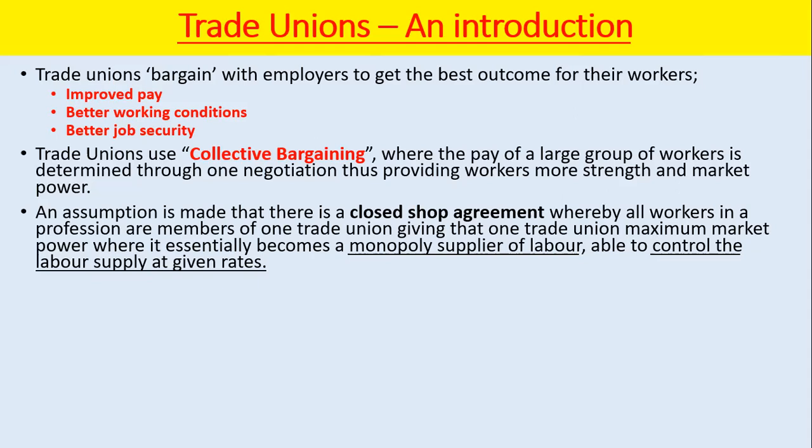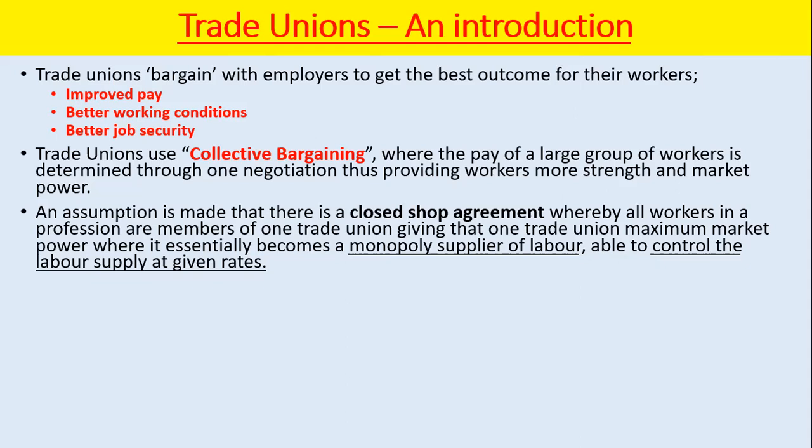Now, an assumption is made that there is a closed shop agreement whereby all workers in a profession are members of one trade union, giving that one trade union maximum market power, where it essentially becomes a monopsony supplier of labour, able to control the labour supply at given rates. Now, you will remember that a monopsony supplier of labour is a situation in which there is only one employer of labour. So I'm going to give you the example of the teachers' union.